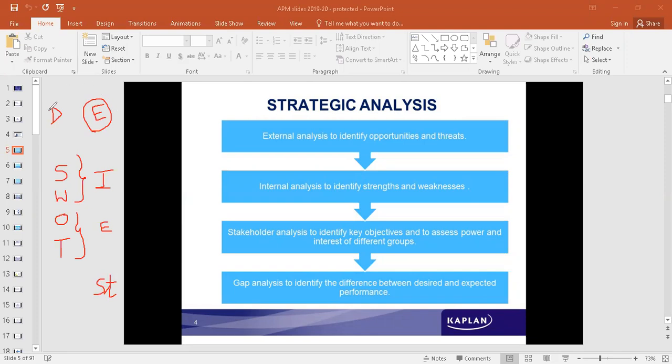Compare that with the desired performance. If both of them match with each other, no issue. But let's say they do not match with each other, there is a gap between these two, then this gap has to be closed, because the purpose of its establishment has to be achieved. So if it has to be achieved, then what measures have to be taken to close the gap that exists between the desired performance and the expected performance?